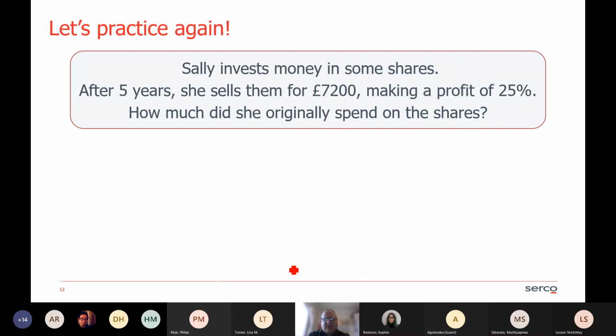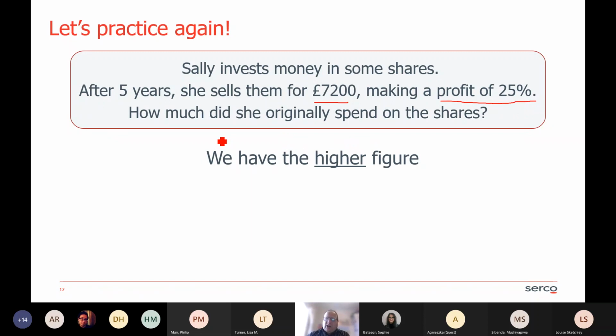One more practice before we finish. Similar kind of example. Sally invests some money in some shares, and after 5 years, she sells them for £7,200, making a profit of 25%. And we want to know how much did she originally spend on shares. So the figure we've got here, hopefully you can recognise, is that we've got the highest figure because she's got a profit of 25%. So we've got the original amount that she invested and including a profit of 125%. So can anyone tell me what percentage is £7,200 compared to the original? What percentage is that?